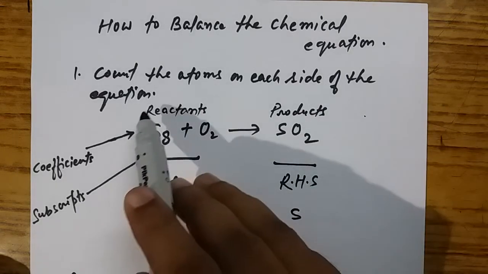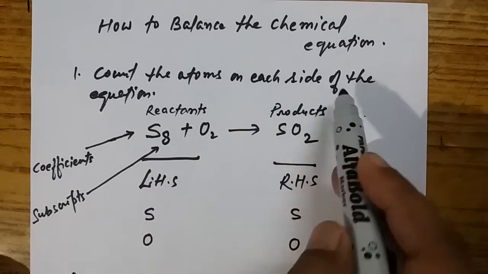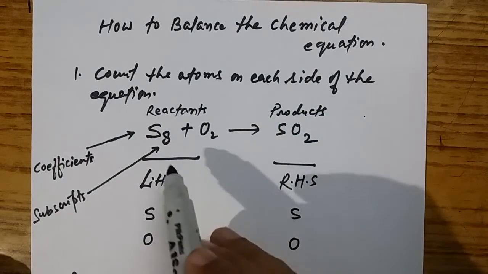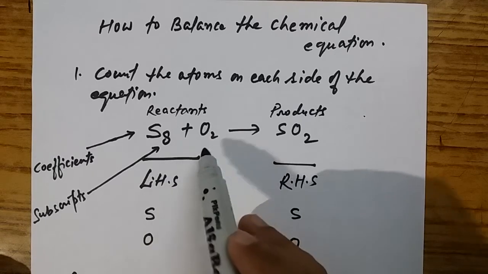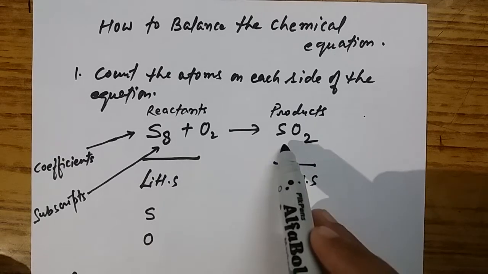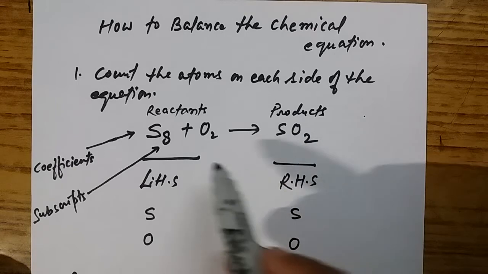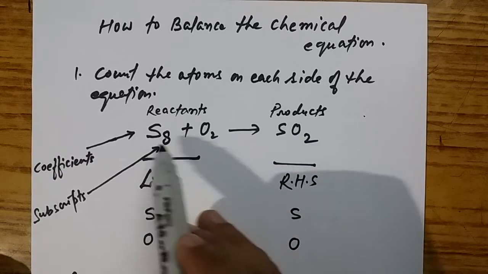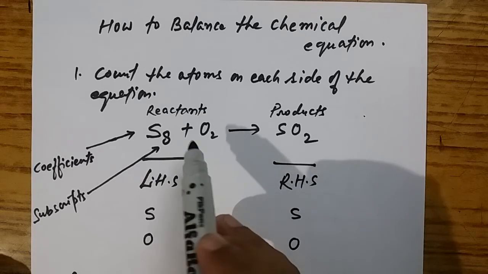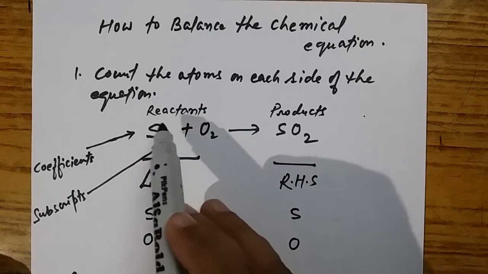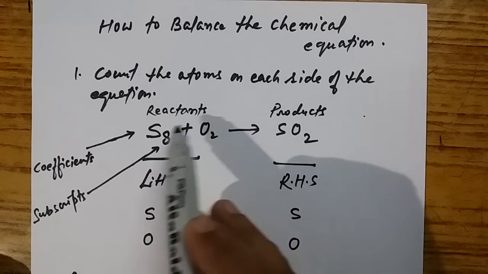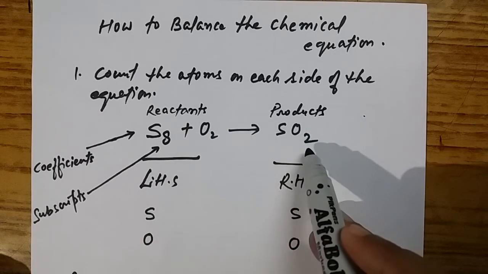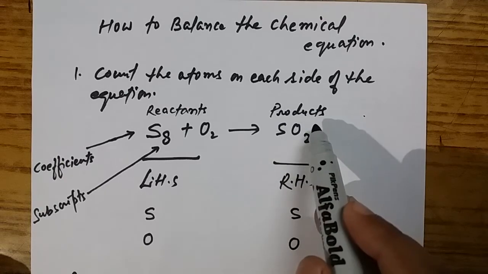First point is to count the atoms on each side of the equation. Suppose an equation is given: S8 plus O2, that gives the product SO2. Two things are given over here, sulfur and oxygen. These two elements are called reactants, which will react and give the product SO2. This is the product. Got it?